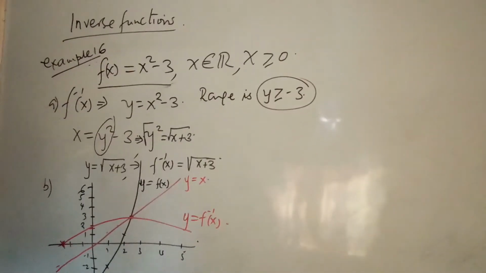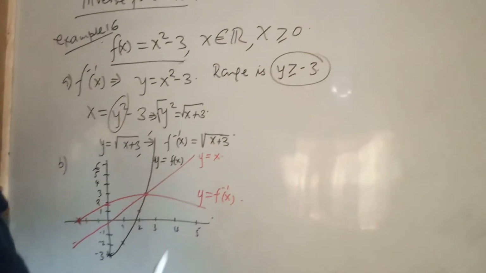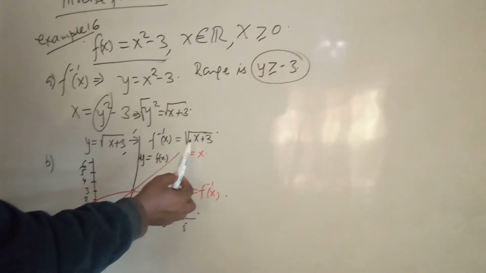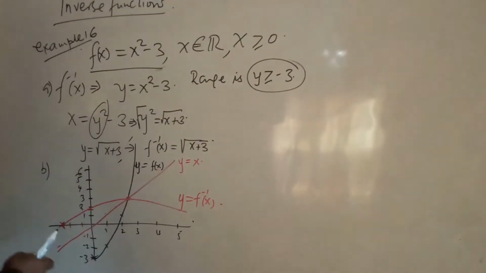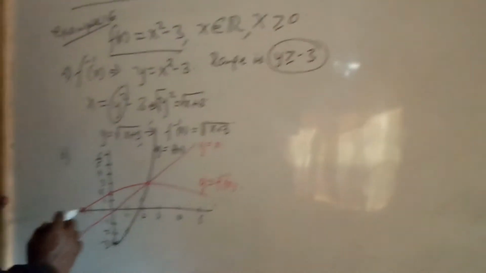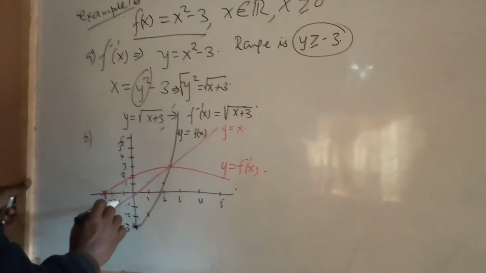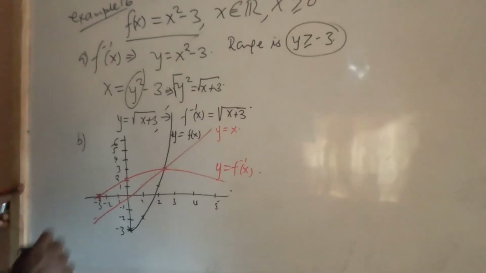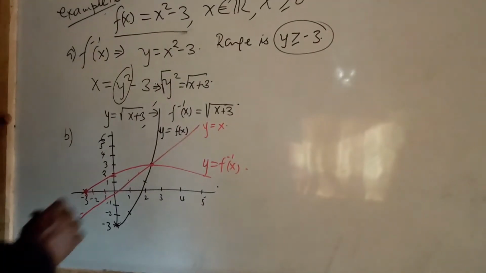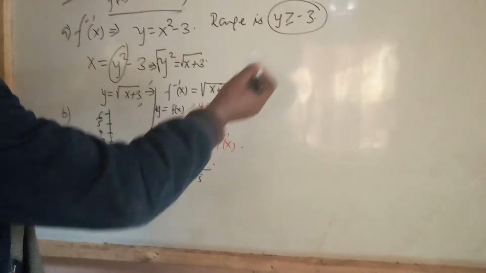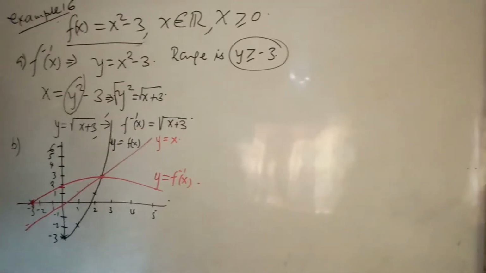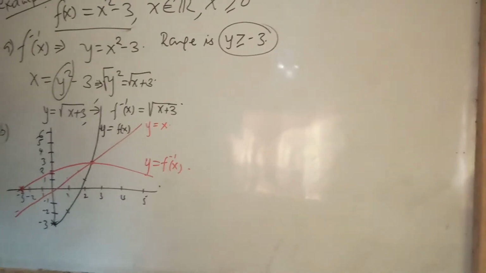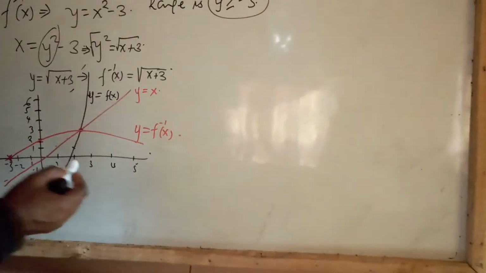So if you use this one to be the domain of the inverse function, you will realize if you put it over here, that -3 plus 3 is 0, and the root of 0 is basically 0. When x is -3, you will find that y is going to be 0. Moving forward, when x is 0 here, the root of 3 is something less than 2, and that is it. So we are still on the right track.